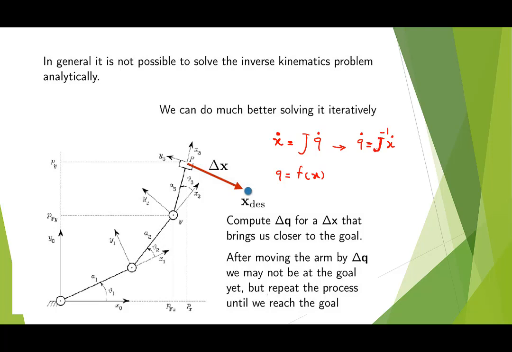Then we can simply use this equation. Assume we know our x position and we want to go to a desired x position. We can calculate an x dot, take the integral of this equation to find q, and see if we're there or not. If not, calculate the integral again knowing our position. So q would be the integral of J inverse x dot dt. And we can repeat this from any position to any position until we get there.